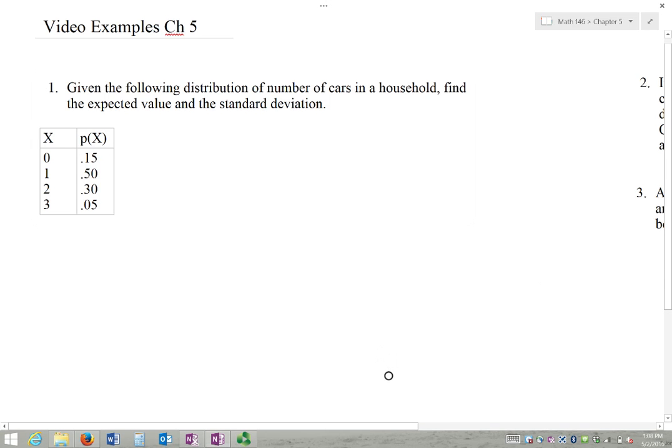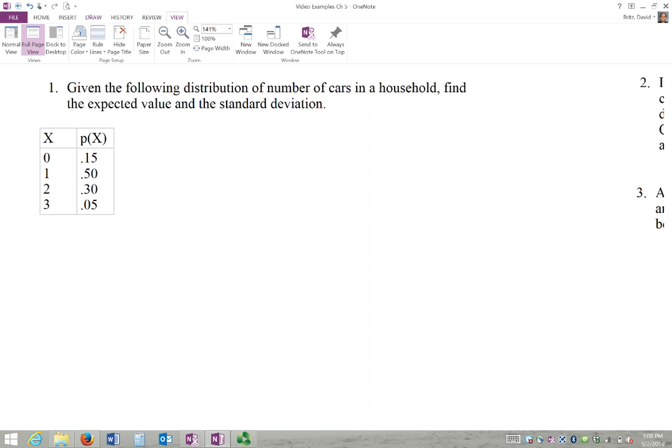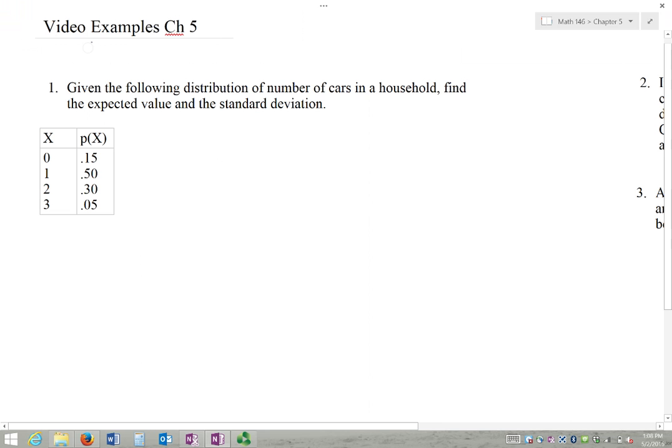Okay, given the following distribution of number of cars in a household, find the expected value and the standard deviation. So what we have here is a discrete distribution, and it's just a very general distribution that doesn't follow any pattern such as binomial or Poisson. So to find the expected value is the same thing as finding the mean.